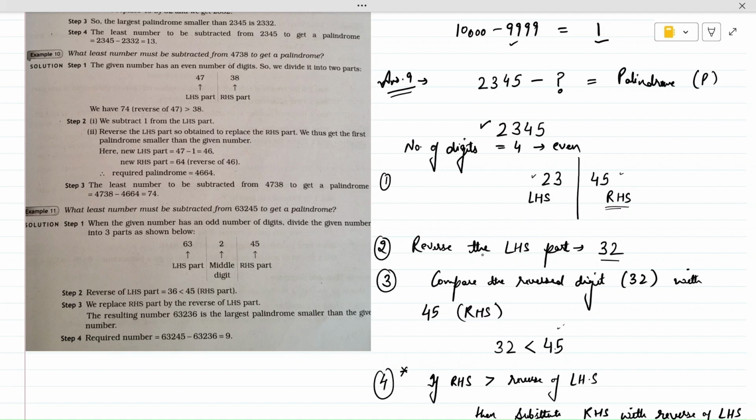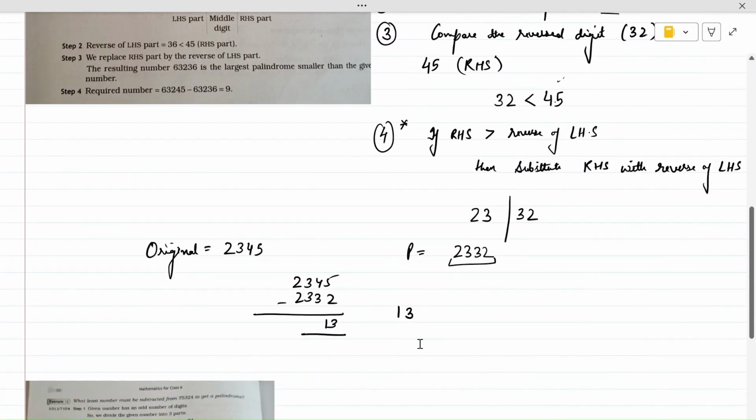Now step 2 is to reverse the LHS digits only. So we have reversed the LHS part, and after reversing we have got the number 32. The third step says compare the reversed number with the right hand side number. We are comparing and we have seen that RHS is greater. So if RHS is greater than the reverse of the digits, then in place of RHS we have to write the reversed number. We have to substitute the right hand side with the reverse of LHS. That is the same thing we have done here. We had 23, reverses to 32, which is less than 45. So we have written this number, and this is our palindrome number we were looking for.